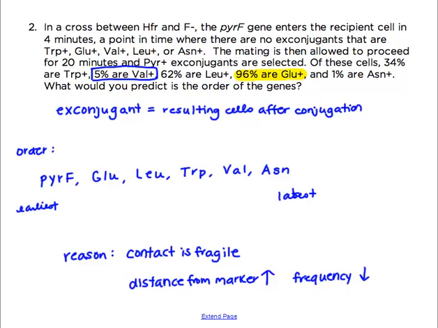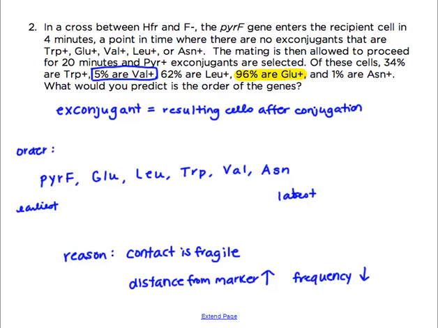So they're saying that they're only allowing this mating to happen for 20 minutes. PYR plus gene transfers over at 4 minutes. So after that, you only have 16 minutes for a transfer to happen. Now it's saying that because the contact between cells are fragile, and as we predicted, valine and the PYRF gene are very far apart, there's 3 genes in between them. Because they're so far apart, there's much more likely chance that the contact between the cells will be broken before the valine gene is transferred over.